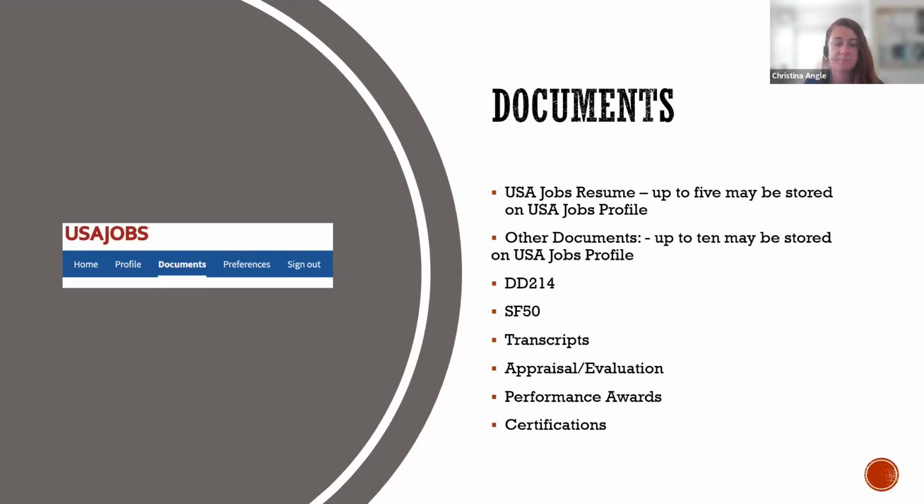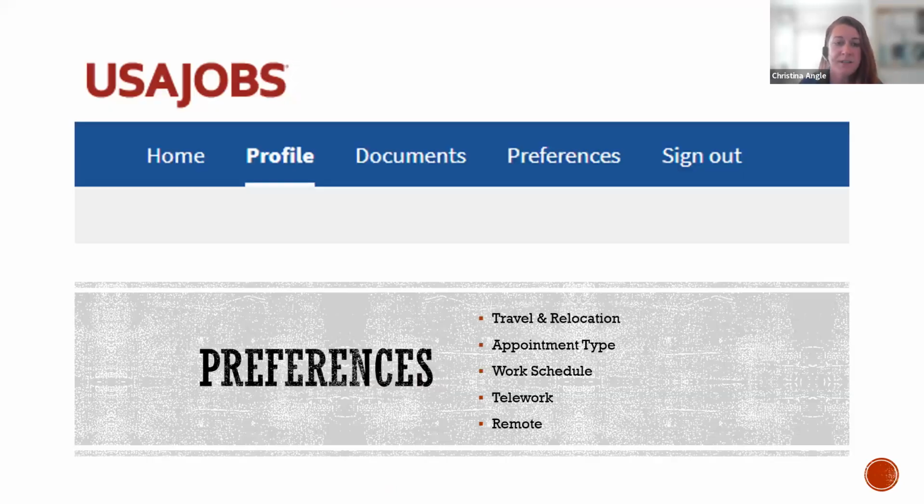Next slide, please. So the Preferences tab allows you to set specific preferences that you would prefer, such as how much are you willing to travel? 25% above, 50% above, lots of travel, appointment type, permanent or temporary, and then, of course, what kind of schedule would you like? Full-time, part-time, telework, items like that.